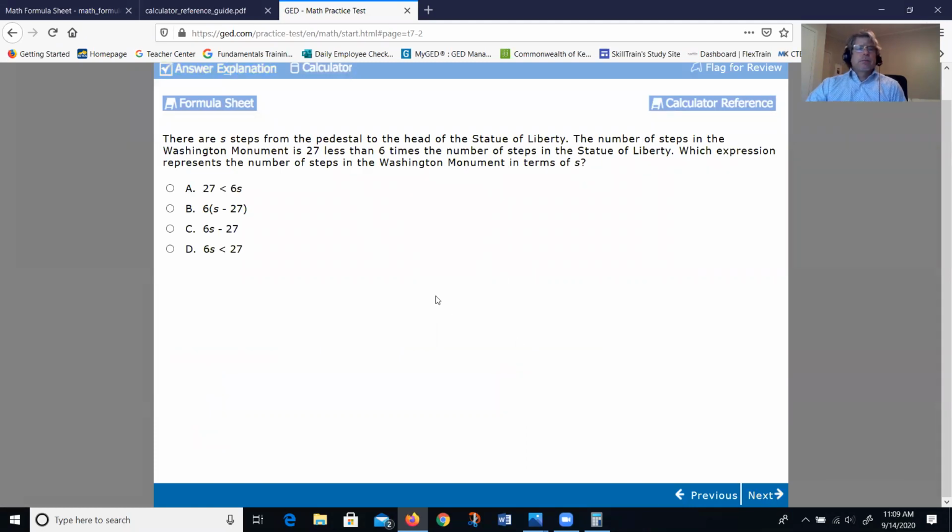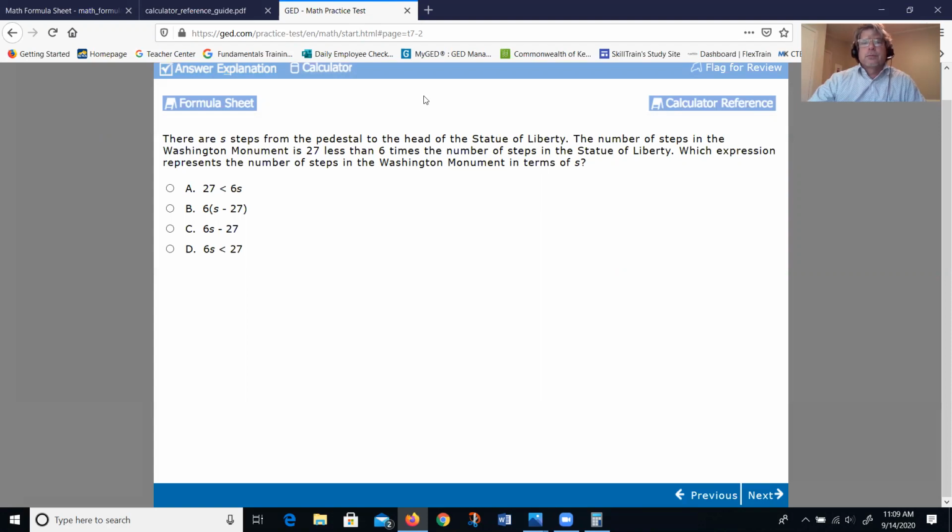So looking at this question, there are S steps from the pedestal to the head of the Statue of Liberty. The number of steps in the Washington Monument is 26 less than 6 times the number of steps in the Statue of Liberty. Which expression represents the number of steps in the Washington Monument in terms of S? So again, the unknown is which expression.